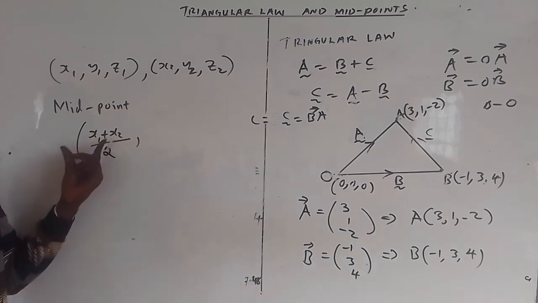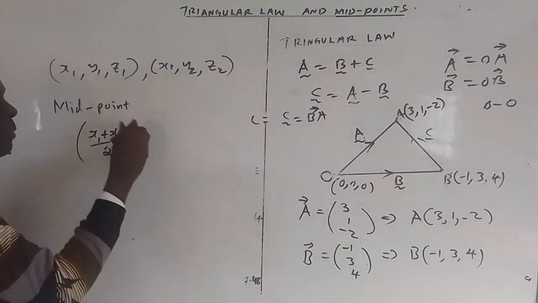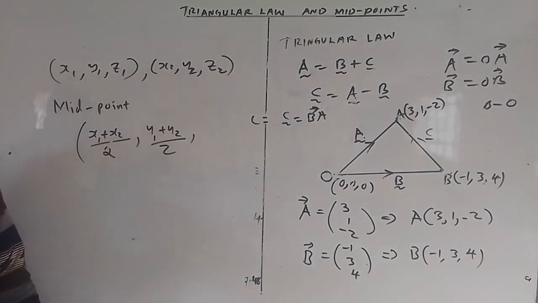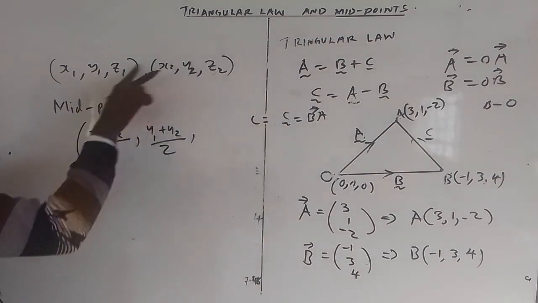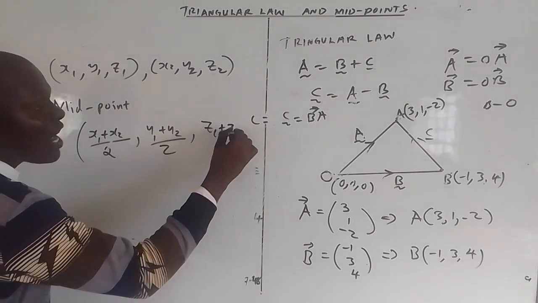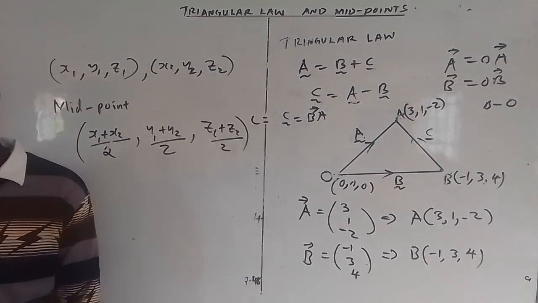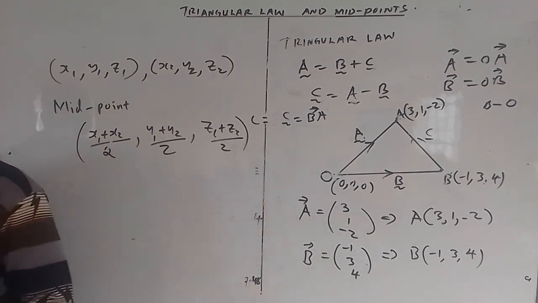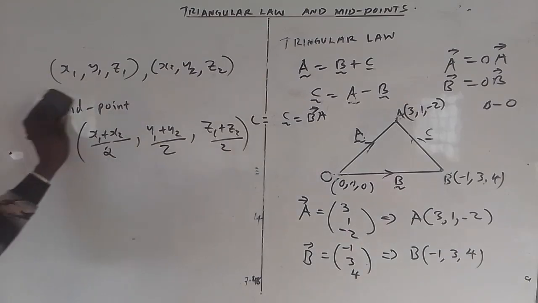Are we together? Then the middle y value is y1 plus y2 divided by 2, you get the middle y value, isn't it? Are we together? Then the middle z value is z1 plus z2 divided by 2. Are you seeing you found the middle point? Are we together? Good. So what do we want here?